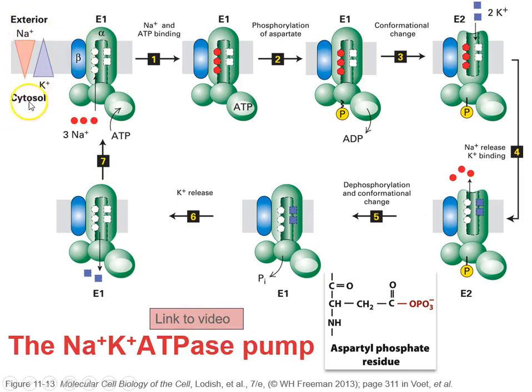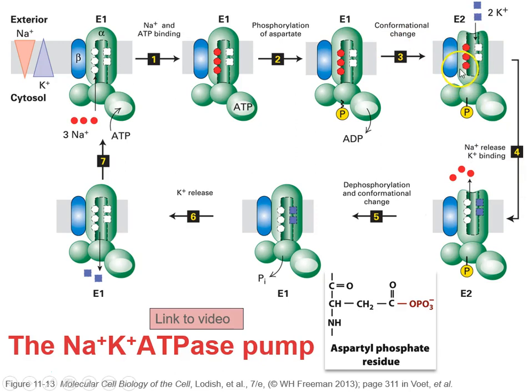So what this picture shows is the gradient between sodium and potassium. So potassium ions are pumped in and sodium ions are pumped out, and both of these are against the gradient. So the way that this works is here is our sodium-potassium ATPase, and it's in its E1 conformation. And what happens is sodium ions have high affinity sites that they bind to, and the ATP binds as well. And then the ATP is hydrolyzed to phosphorylate the pump, and that causes a conformational change from E1 to E2.